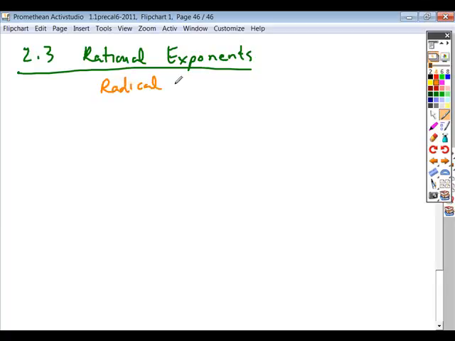Converting between radicals to rational powers.